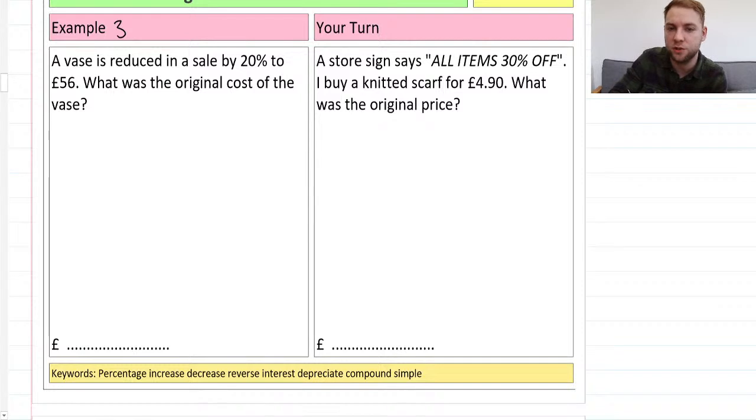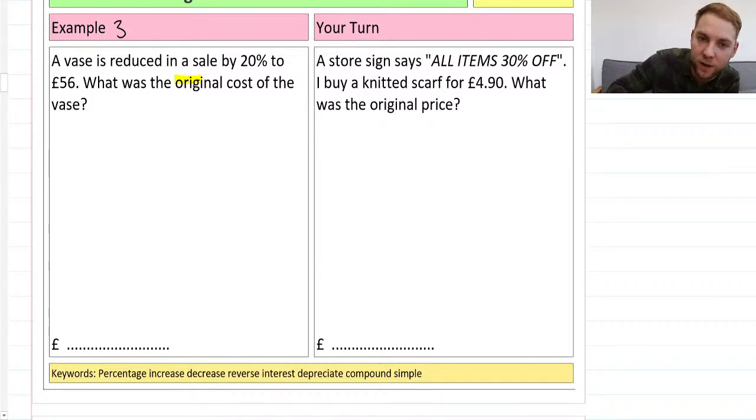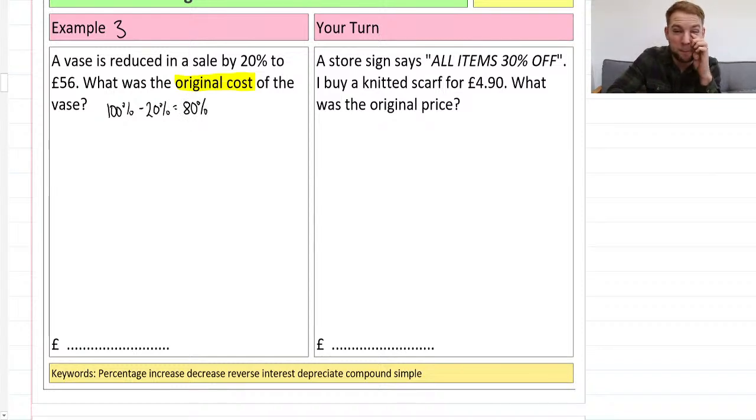A vase is reduced in the sale by 20% to 56. What was the original cost? Now the key here is they're finding the original cost, the original amount. What was it originally? Okay. So I know I'm going to have 100% minus 20%, which is equal to 80%. The 56 represents the 80%. So 80% is equal to 56.